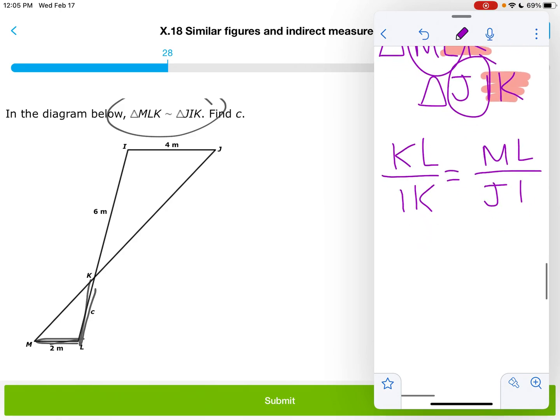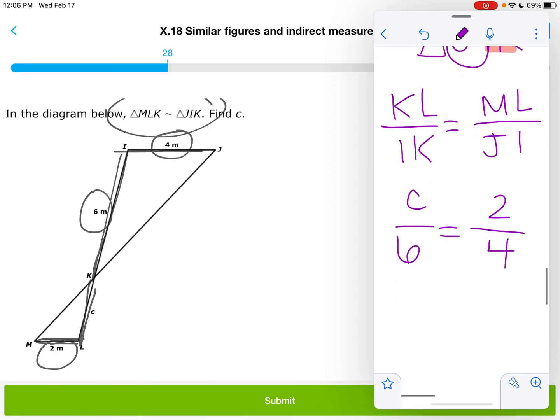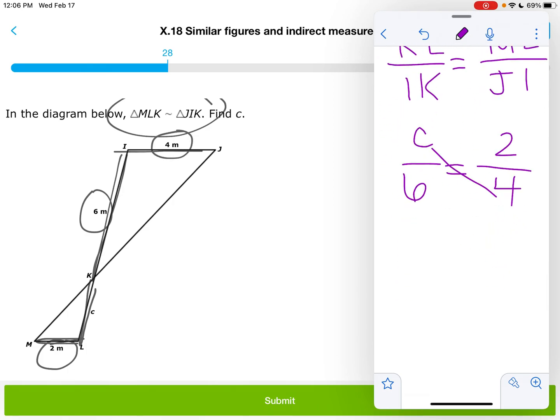Alright, now let's go ahead and plug our numbers in. KL is the side we don't know, so that's C. And IK is this one right here, and that's 6. So C over 6 is equal to ML is 2, JI is 4. So now we cross multiply.